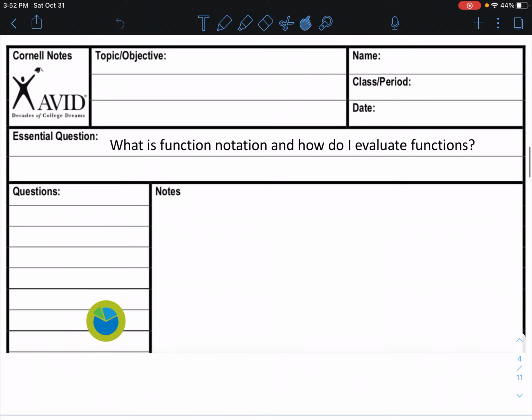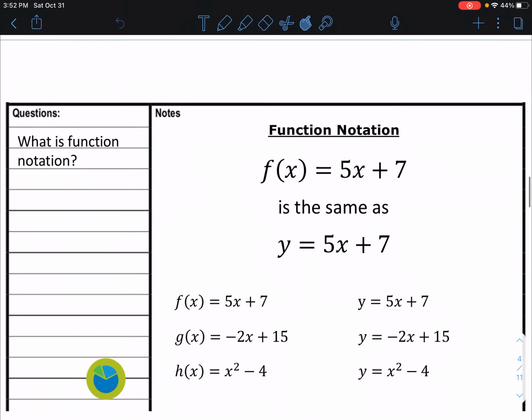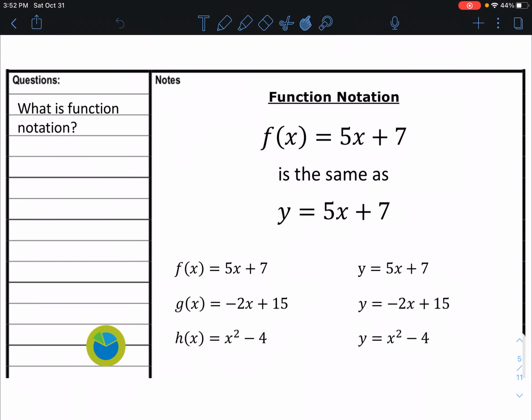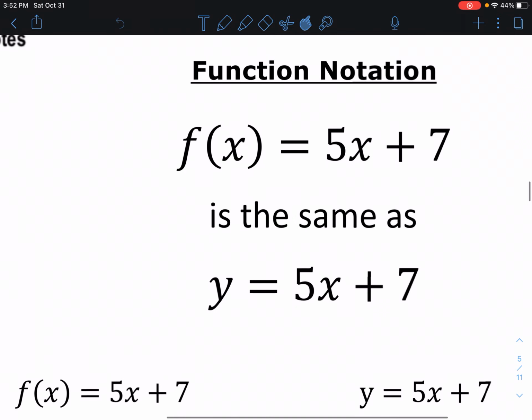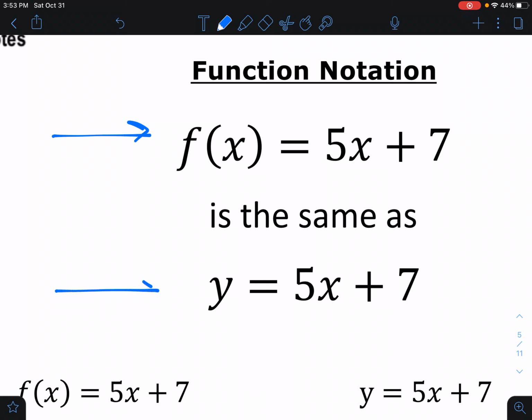All right, so again, as I mentioned, we're going to learn today what function notation is, and then we're going to talk about how to evaluate a function. Okay, so what is function notation? This right here is function notation. This is read f of x is equal to 5x plus 7. And it is the same thing as saying y equals 5x plus 7.